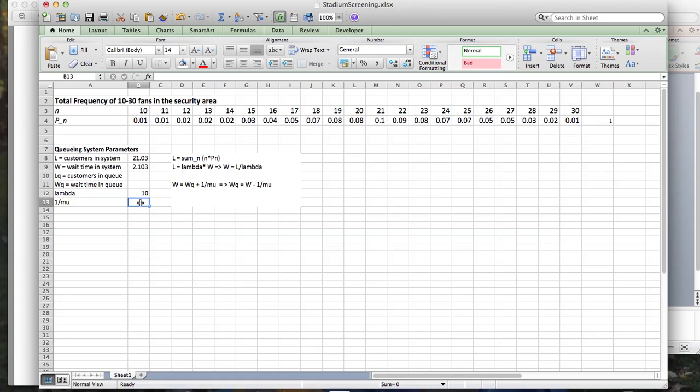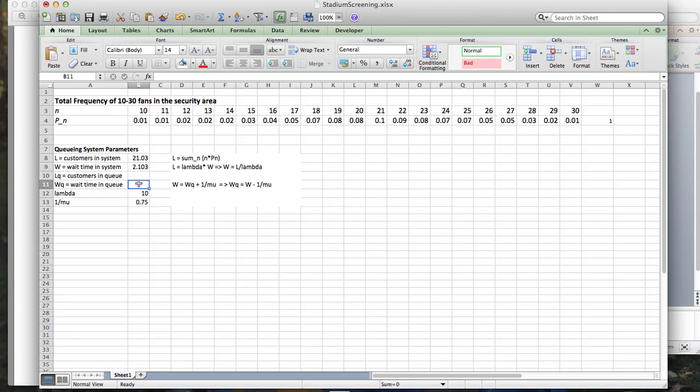Now this is one critical step. We need to make sure that when we're dealing with time, everything is in the same units. So this 10 for lambda, right? Lambda gives us the arrival rate per unit time. We chose to view the unit time as a minute. We have 10 fans arriving per minute. So we need to express 1 over mu in terms of minutes, not seconds, in order to be consistent and for the calculations to make sense. So we're going to put in 45 divided by 60 for our mean service time. So 45 seconds is 0.75 minutes.